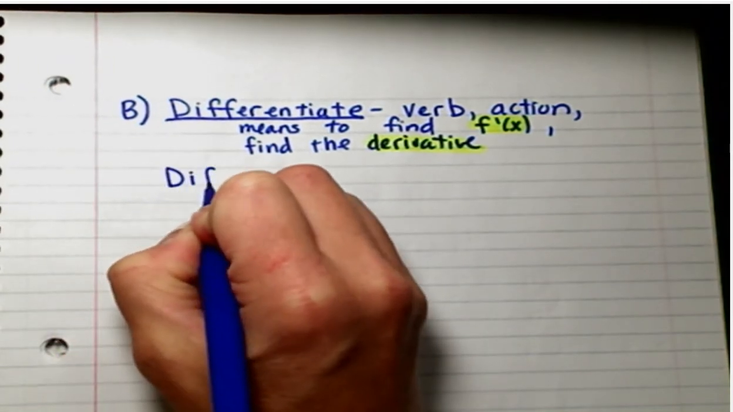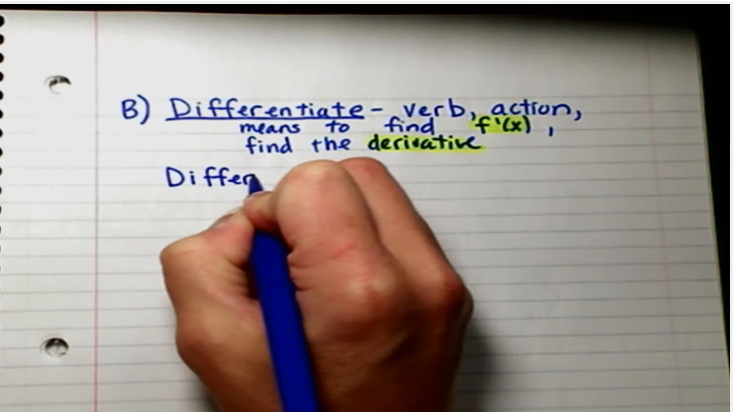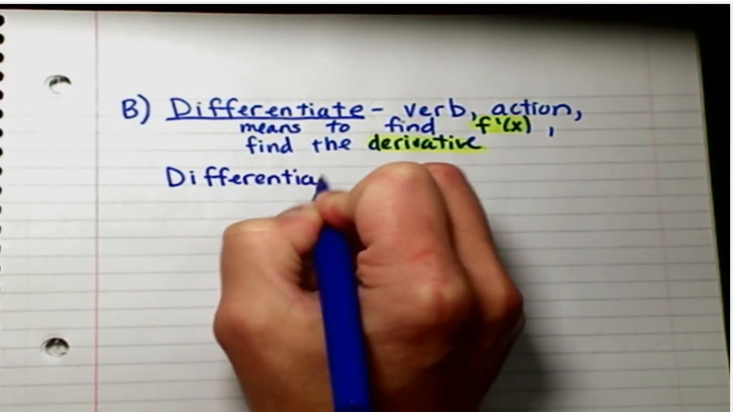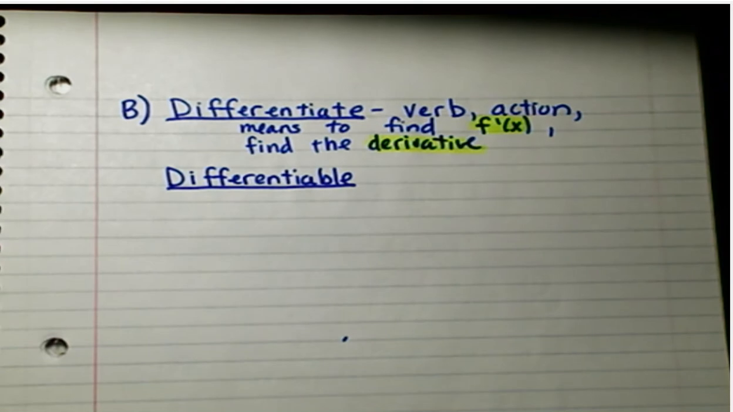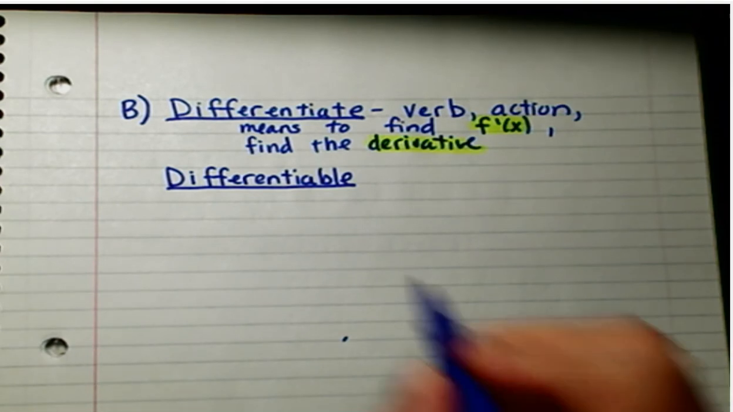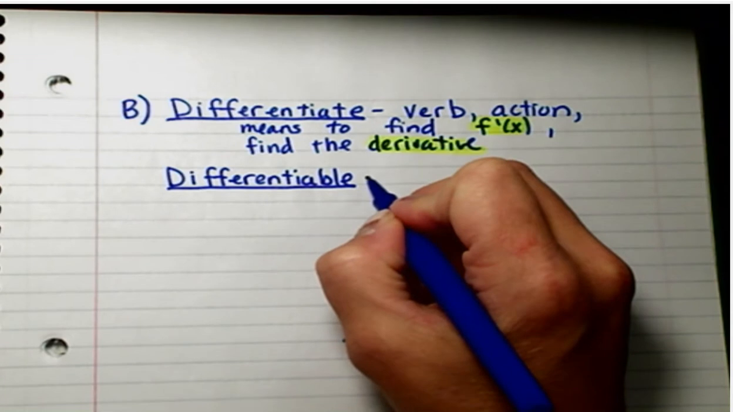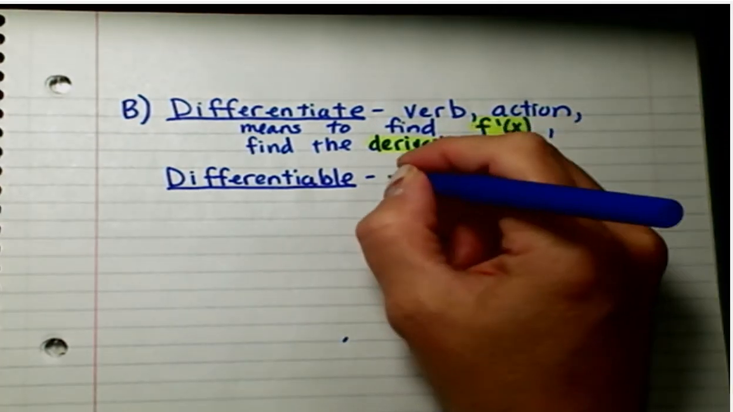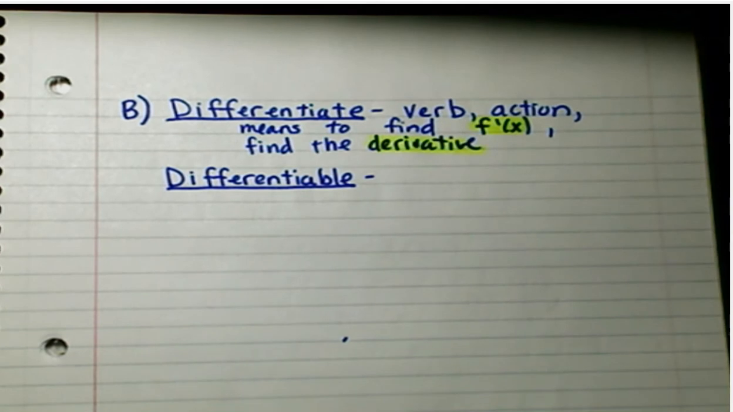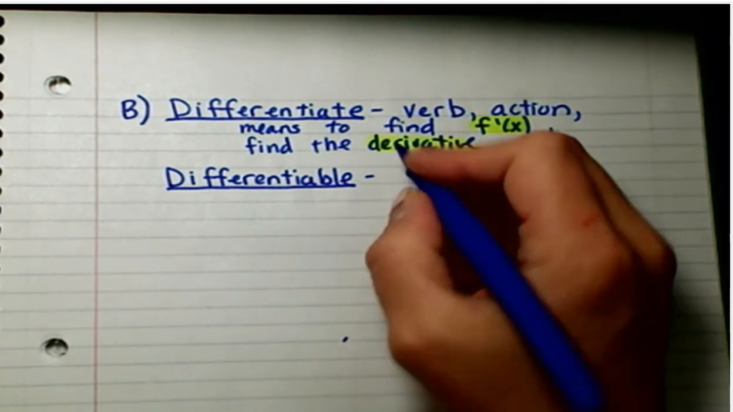Next word, differentiable. Kind of connected to differentiate. Adjective? Grammar is not my strong suit, guys. Okay, differentiable.